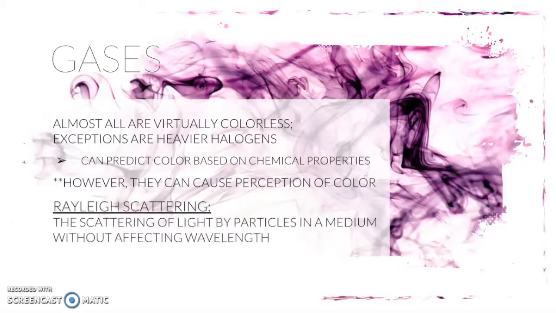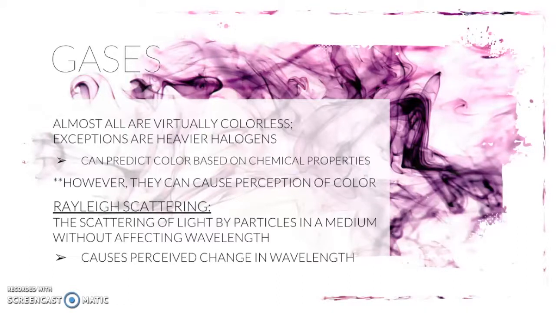Most gases, however, can cause us to perceive color. Rayleigh scattering is the scattering of light by particles in a medium without affecting wavelength. However, we perceive a different color because light waves are scattered upon contact with particles. This explains the blue color of the sky.